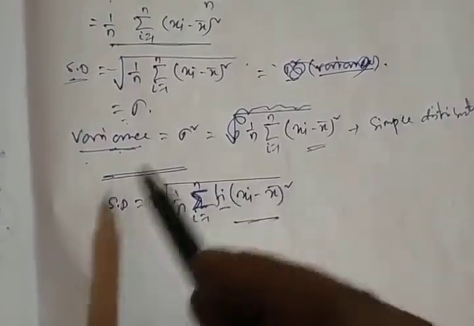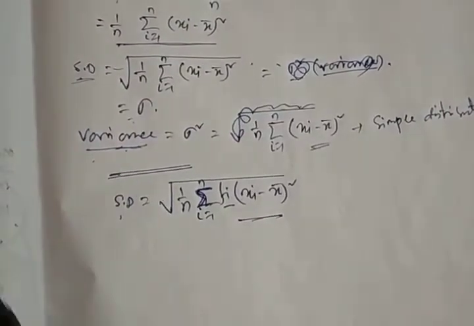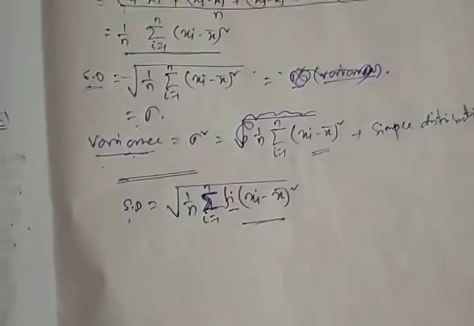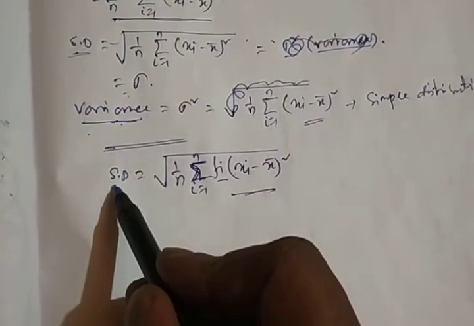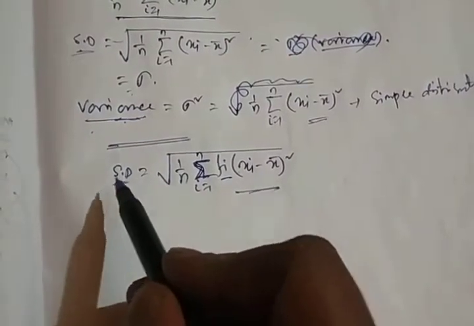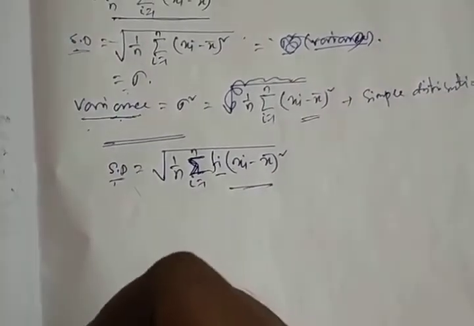In this way we can find the standard deviation, and whenever we have to find the variance, we take the square of the standard deviation. So to find the standard deviation, first we find the variance, and taking the root of the variance, we get the standard deviation.